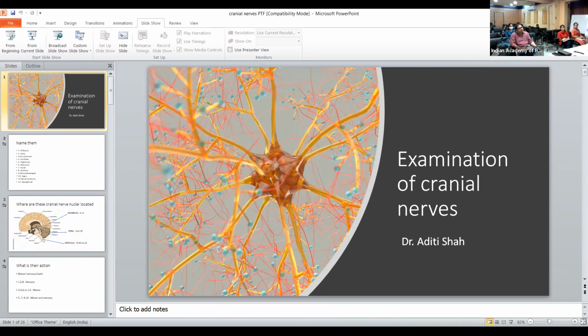Can one of you name all the cranial nerves? First one is olfactory, second is optic, third is oculomotor, fourth is trochlear, fifth is trigeminal, sixth is abducent, seventh is facial, eighth is vestibulocochlear, ninth is glossopharyngeal, 10th is vagus, 11th is spinal accessory, and 12th is hypoglossal. Perfect. So this is most important, right? We should know the names of all the cranial nerves. You all know it already.